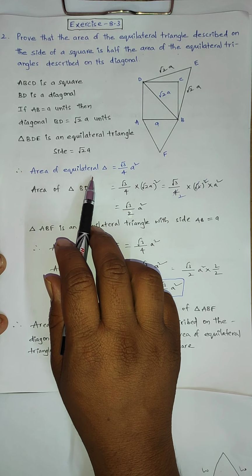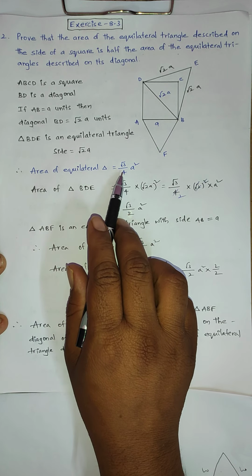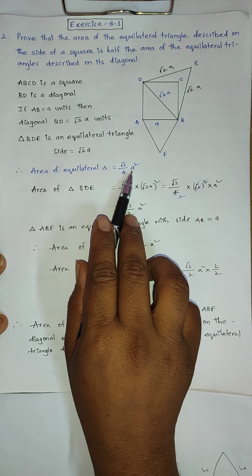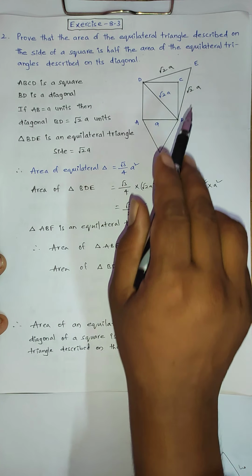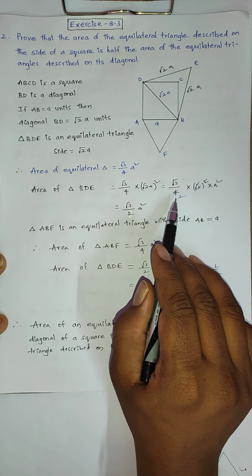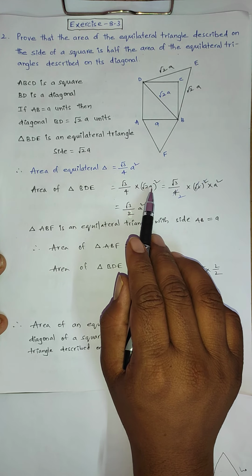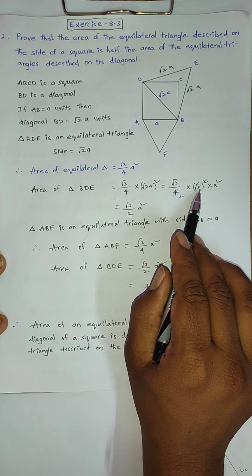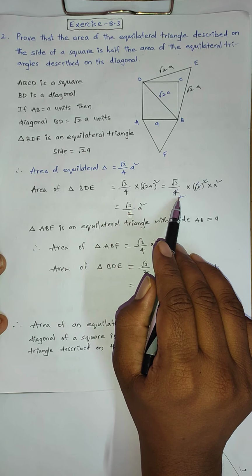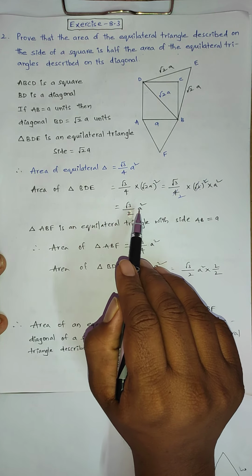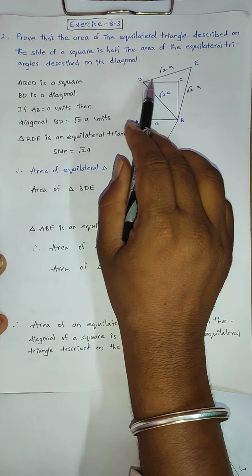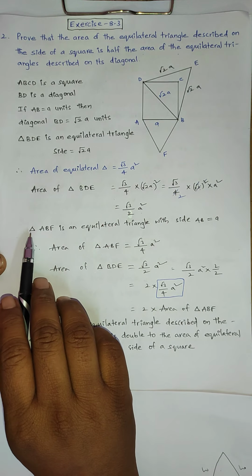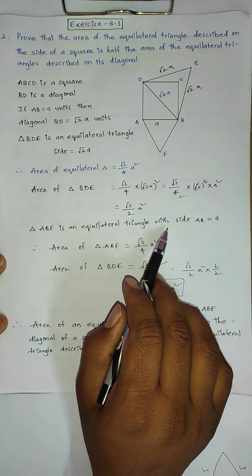Area of an equilateral triangle is equal to root 3 by 4 A square. This is the formula. Now root 3 by 4 into the length of side, how much? Root 2A. So it is root 3 by 4 into root 2 whole square and A square. Square and root get cancelled. 2 1s are 2, 2 2s are 4 get cancelled. Remaining is root 3 by 2 A square. This is the area of the equilateral triangle built on the diagonal. Next, triangle ABF is an equilateral triangle with side AB.